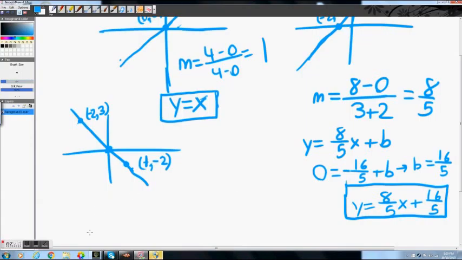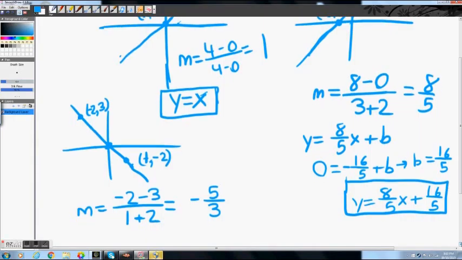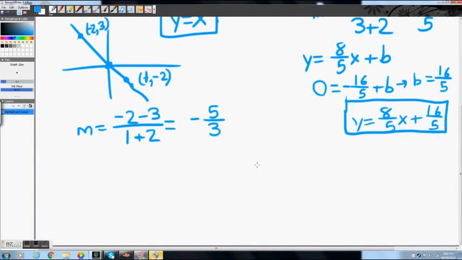Let's say m is y2 minus y1, negative 2 minus y1, over, again, x2 minus x1. That is negative 5 over 3. So this means that our function is always decreasing, as you can see from its graph. As x increases, y decreases. So, let's go ahead and find the rest of our answer.